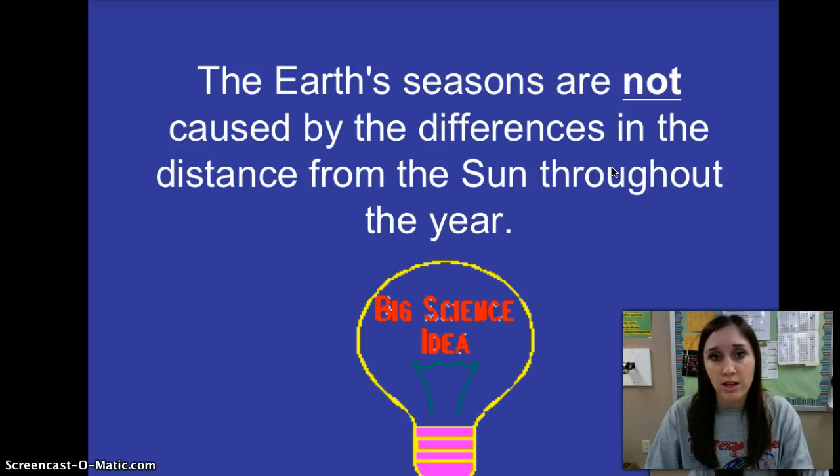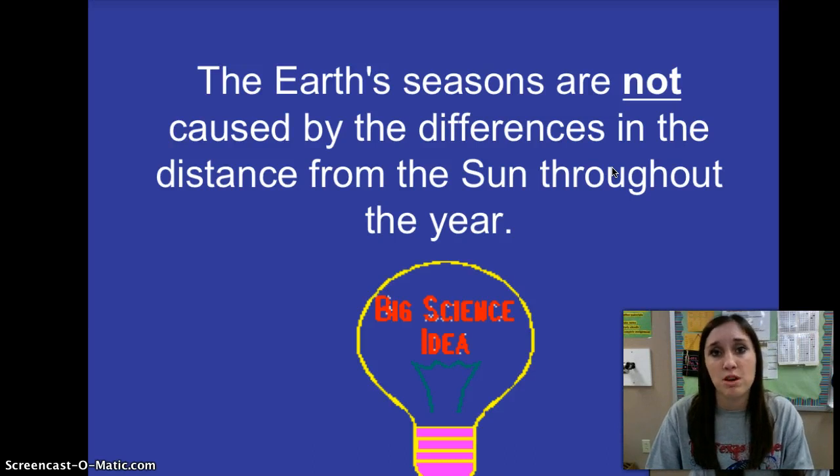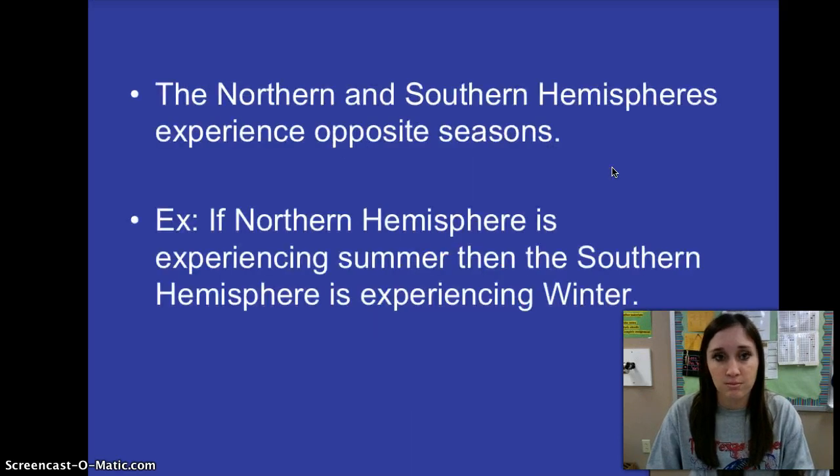The Earth's seasons are not caused by the differences in distance from the sun throughout the year. So a lot of people think it's, oh, during summer we're closer to the sun. That's not true. During the summer we experience more direct sunlight, and so that is why we are experiencing hotter temperatures. And during winter we experience indirect sunlight. That's why we experience colder temperatures. So it does not have anything to do with the distance from the sun.